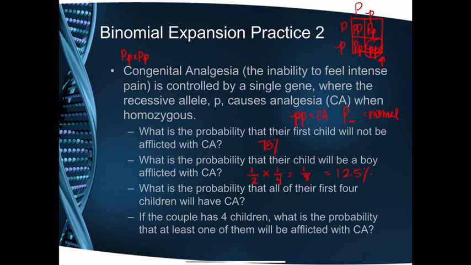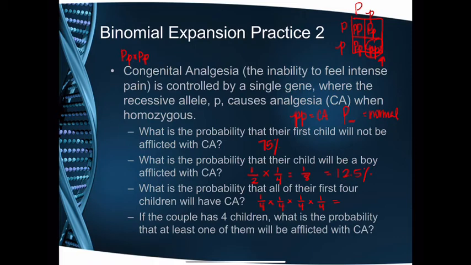What is the probability, in the next question, that all of their first 4 children will have CA? Okay, so this one we could do full binomial expansion for, or you could just probably more easily just multiply it out. So if they have first 4 children, the probability that they will have CA for the first child is 1/4, for the second child is 1/4, the third child is 1/4, and the fourth child is 1/4. And so we multiply those.